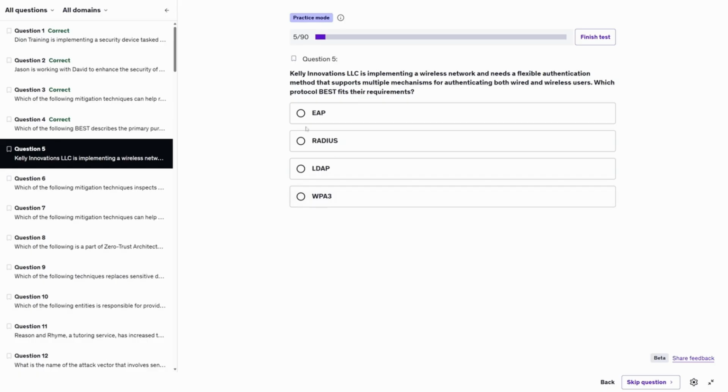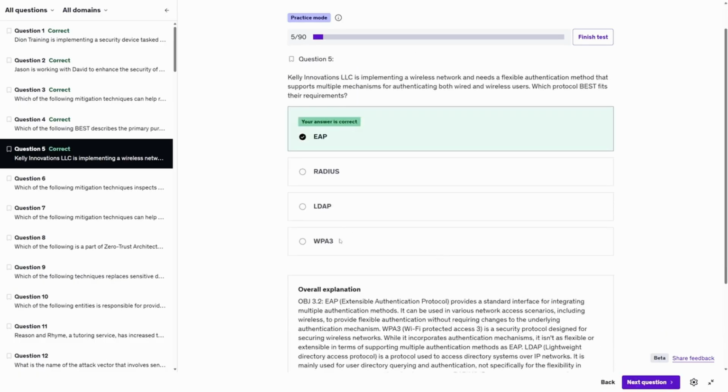Now, if you actually know what these stand for, it might help us to get this answer correct. I believe the correct answer here is EAP, otherwise known as Extensible Authentication Protocol. Let's check the answer. And yes, that is correct.